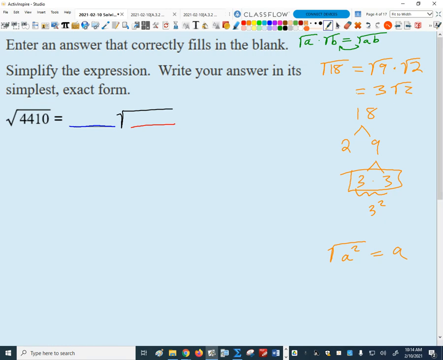If I ever end up getting singles, they don't culminate in a perfect square, and so they end up getting stuck inside. So the 2 goes inside, and the 3 ends up going outside. And so there's a little saying that summarizes this.